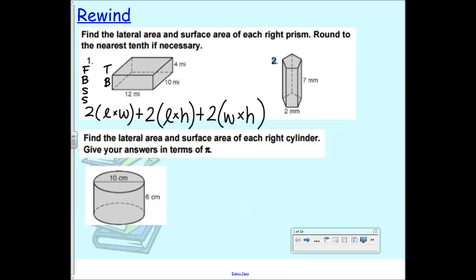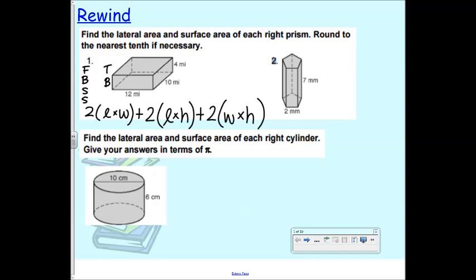So for instance, in number 1, you just did the sides and the front and back. Or in the bottom one, you just did the outside part of the can. All right, but the surface area includes the top and the bottom. So the surface area is always going to be bigger. So what we're talking about today then, because we did surface area of prisms and surface area of cylinders on Friday, we're going to talk about surface area of pyramids and surface area of cones today.